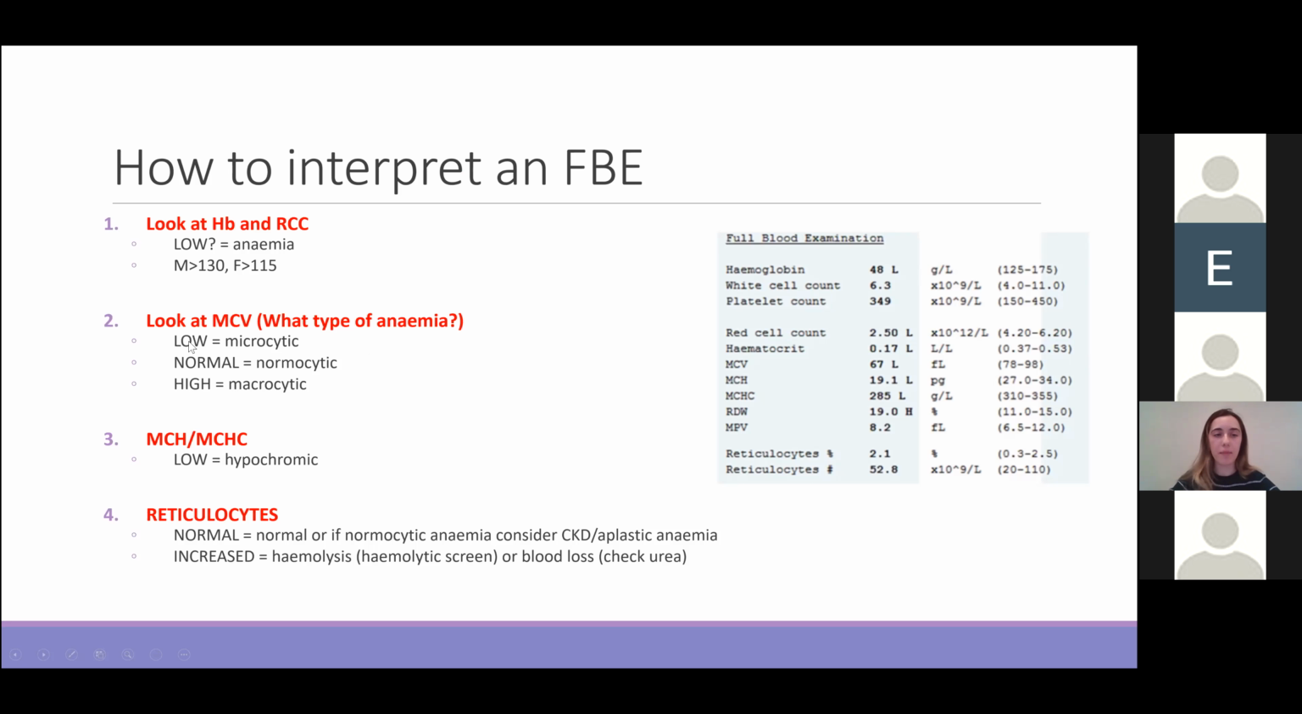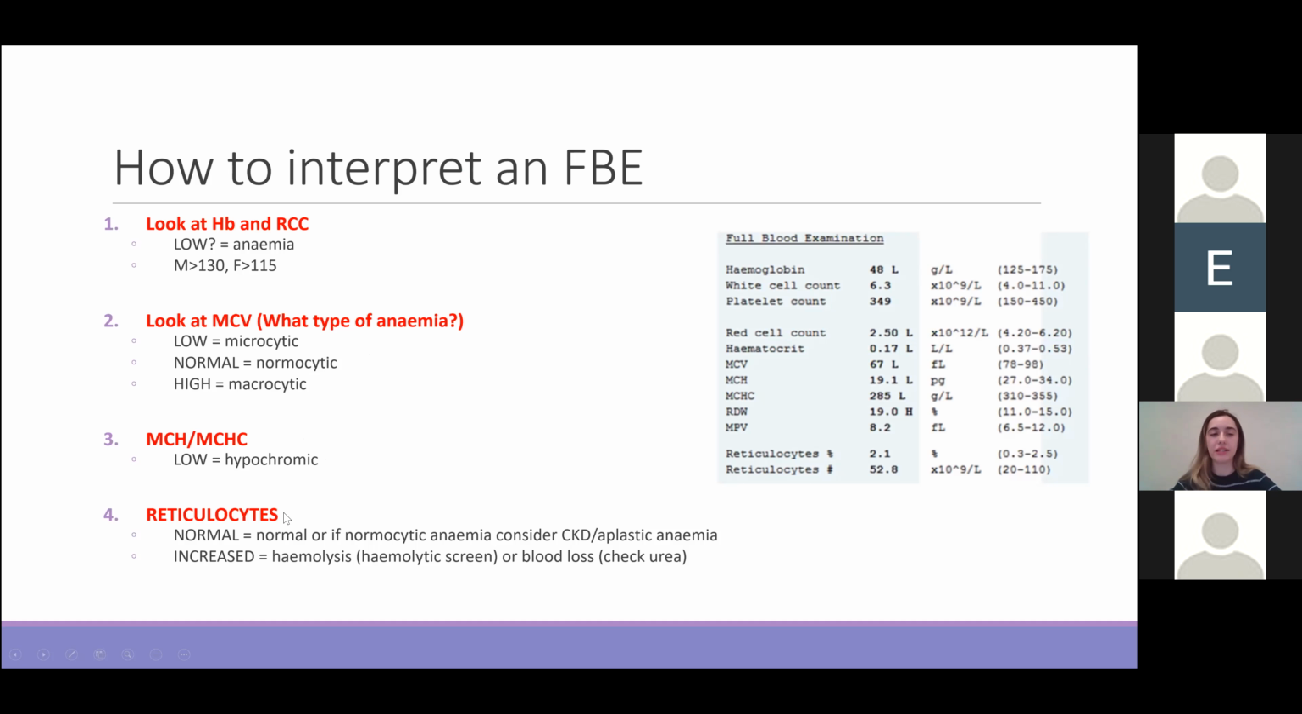You do that by looking at your mean cell volume, which is basically the size. If it's low, it's microcytic. If it's normal, it's normocytic. And if it's high, it's macrocytic. Pretty self-explanatory. You can then check if it happens to be hypochromic, but it's not really a key step. You don't really need to know that as much.